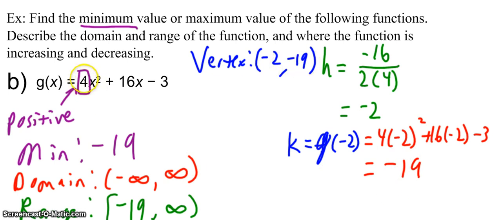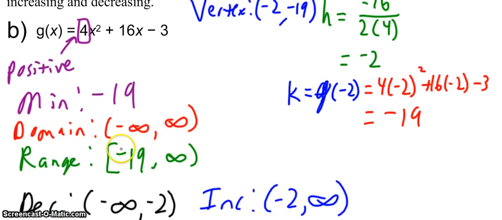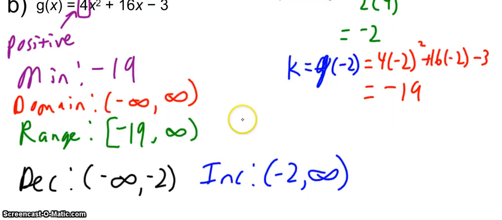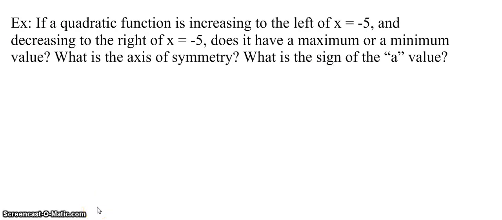I noticed my a value is positive, so I have a minimum again. That's how I know my minimum. The range is going to start at the minimum, and then the decreasing and increasing intervals are separated by the x-coordinate of the vertex, because again, they relate to x values, they're showing x intervals. Any questions? Alright.